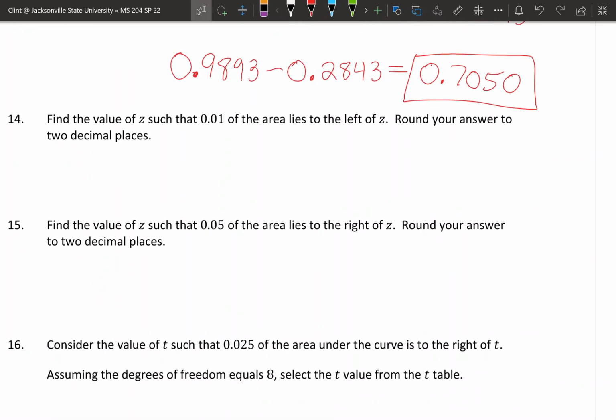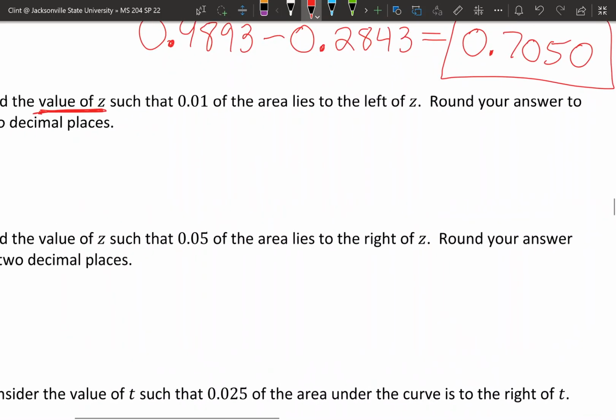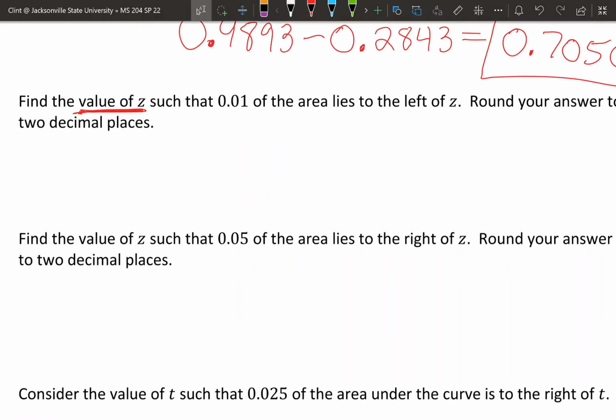14, these are the inside-out problems. And I know that because it says find the value of z, so my answer's got to be a z. So these are the ones where we look for the area inside the table and then read it inside out to find the z. So this one we want the value of z so that we've got 0.01 of the area to the left of z. So we got some z value. And the area to the left of that is going to be 0.01.